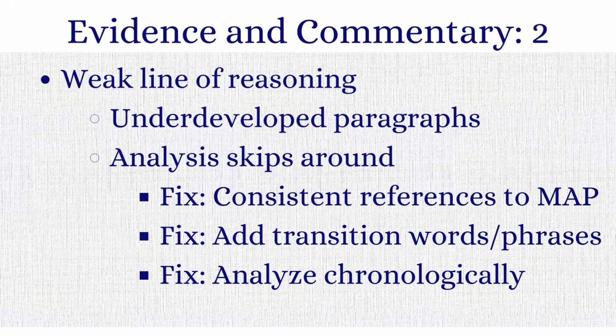First of all, we want to have consistent references to the message, argument, or purpose. And remember, we want to be specific. So we can't just say message, we got to say what it is. We also can add in transition words or phrases. These can occur within a paragraph. So words like however, therefore, additionally, furthermore, those are all great ones to include as you are writing your paragraph and creating what I like to call layers of evidence and commentary.